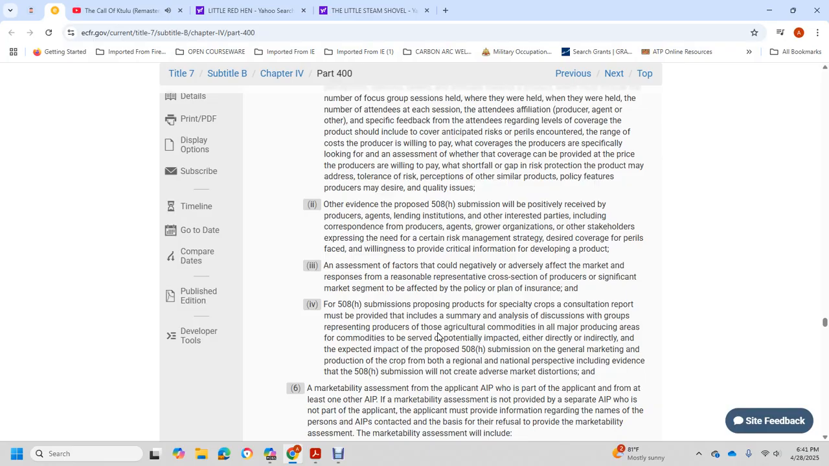Assessment of the fact that the good negatively or adversely affected the market, with the response from a reasonable representative cross section of the producers, the significant market segment, to be effective with the policy plan of insurance.